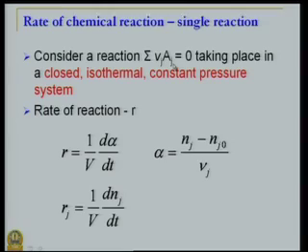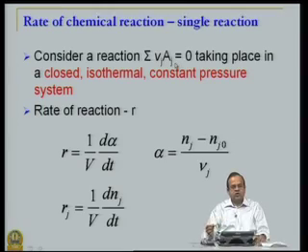Friends, let us continue our discussion on chemical kinetics, and in our last session we defined the rate of reaction. So, we have a reaction summation nu j Aj equal to 0, that is our standard reaction, and we define rate for a closed isothermal constant pressure system as rate of change of extent of reaction, that is d alpha dt, normalized by the volume of the reacting mixture.